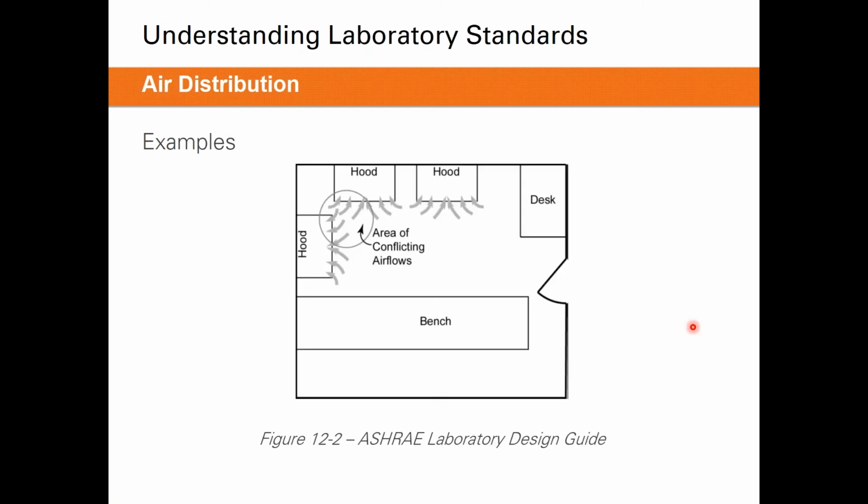Another example would be from the ASHRAE laboratory design guide. In this example, we have 2 fume hoods that may be placed too closely together in a corner. In this corner, we're going to be trying to exhaust air out of one fume hood that may be pulling air out of the other fume hood. So creating some separation between those fume hoods may be a good idea so that we don't affect the performance of either hood.